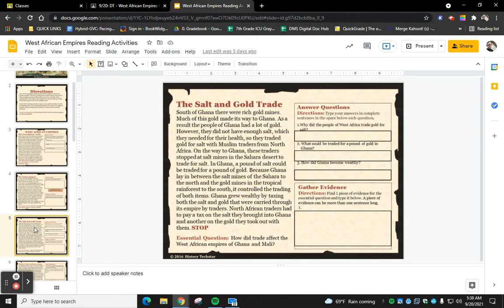Because Ghana lay in between the salt mines of the Sahara to the north and the gold mines in the tropical rainforest to the south, it controlled the trading of both items. Ghana grew wealthy by taxing both the salt and gold that were carried through its empire by traders. North African traders had to pay a tax on the salt they brought into Ghana and another on the gold they took out with them.